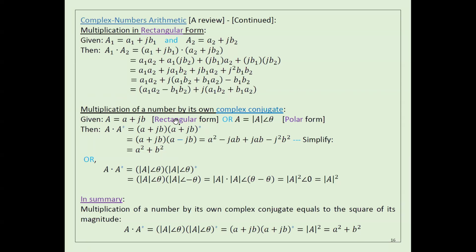Yeah, that's what I said about if you multiply a number by its conjugate. If I multiply a number by its conjugate, I will get magnitude squared, or A squared plus B squared. It's the same thing, right? Yeah, so if I multiply a number by its conjugate, I'm going to get magnitude squared, or A squared plus B squared.